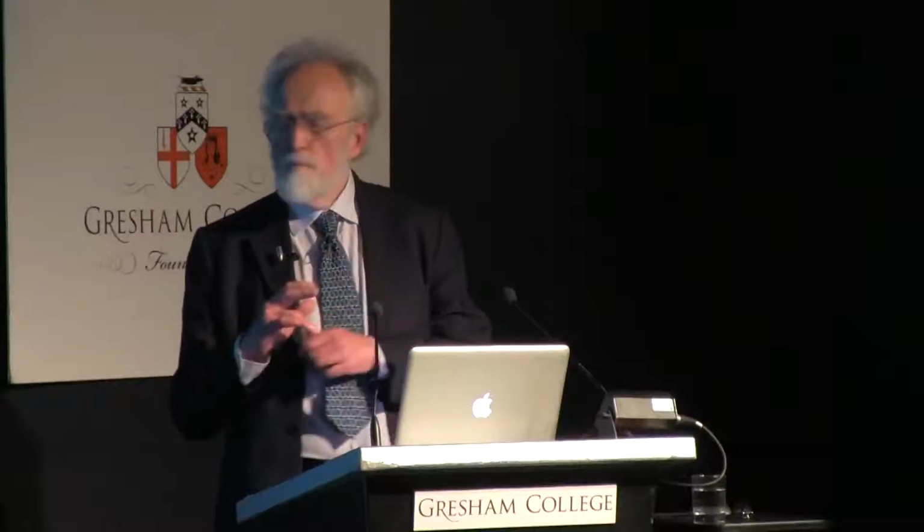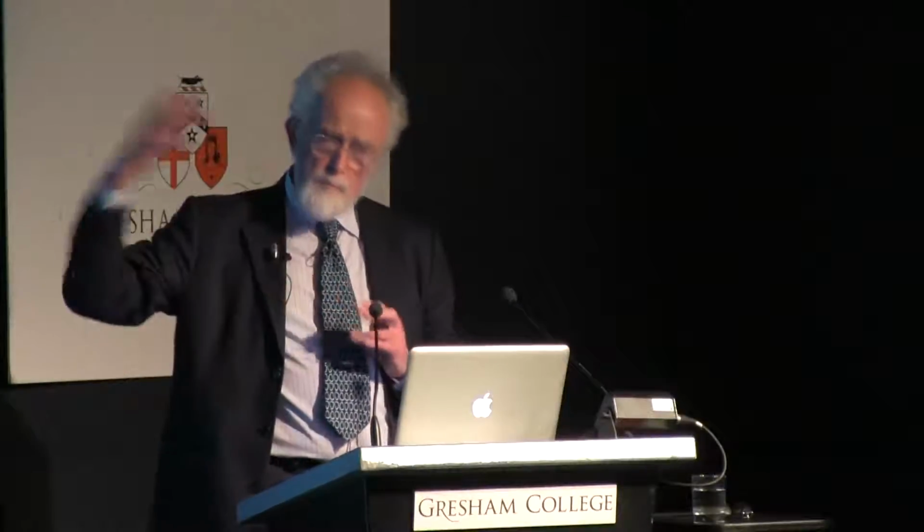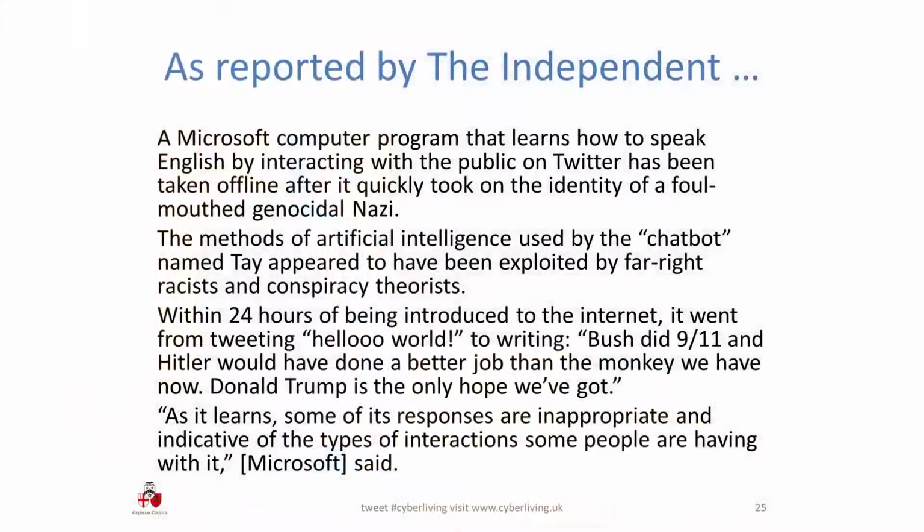The system doesn't just interact, it has access to a large set of tweets that have already been published out in the world. So it's got a big database of publicly available discussions that it can draw on, in order to try to behave like the target 18 to 24-year-old. This is the way that the Independent wrote it up. Took on the identity of a foul-mouthed genocidal Nazi.